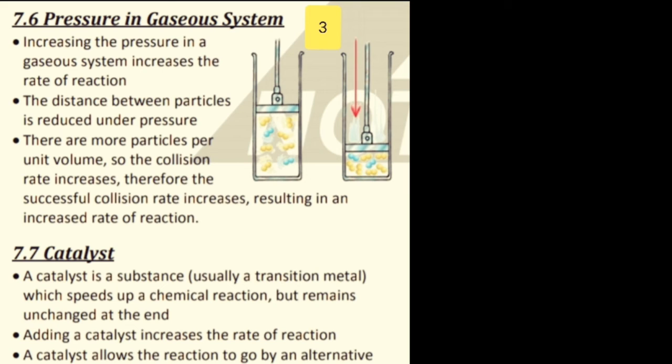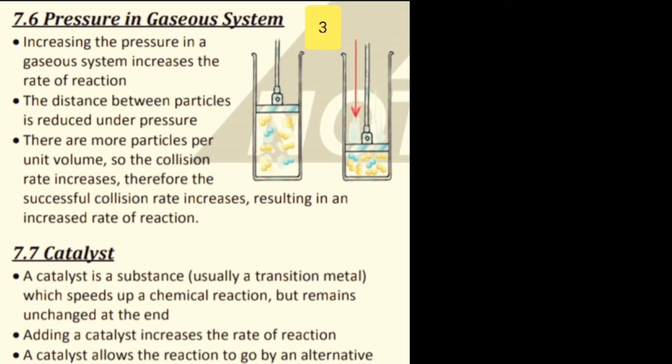Fifth factor which affects rate of reaction, catalyst. Catalysts are substances which increase the speed of reaction. What do you mean by catalyst? Catalysts are substances which increase the rate of reaction. Okay, generally catalysts are transition metals. Transition metals or their compounds act as catalysts.